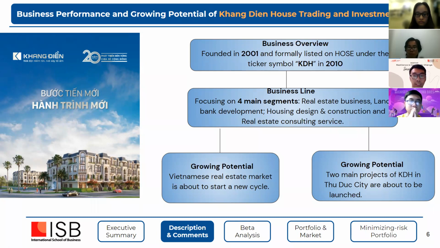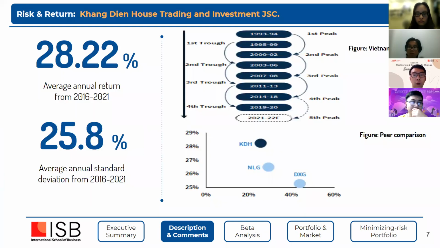This can be explained by 2 reasons. The period 2016 to 2020 is the mid-to-end of the real estate cycle, and the COVID-19 pandemic has hindered the growth of real estate projects. And in comparison with others in the real estate segment, it has a higher average annual return and much more healthy volatility.